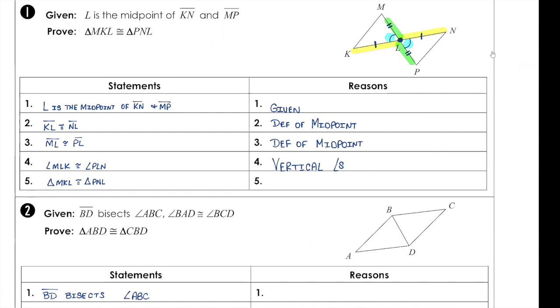Okay. So let's see. What have we proven? Statement 2, did we prove sides or angles? Sides. Statement 3, sides or angles? Sides. Statement 4, sides or angles? Angles. So we've got two sides and an angle. Which theorem do we have to use? Side angle side. But does side angle side apply here? Is our congruent angle included between our congruent sides? Yes. So why are our triangles congruent? Because of side angle side.